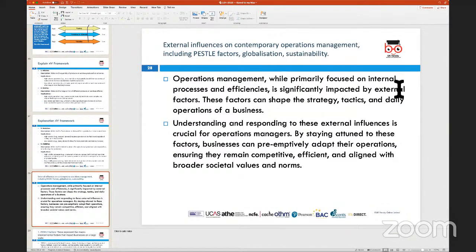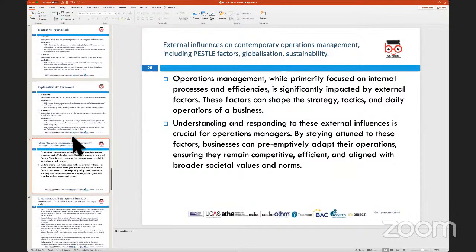Okay. Now let's look very briefly at PESTEL. There are lots of external influences which the organization can have, and these would be influences that we are looking at studying from a point of view of globalization and sustainability. When we talk about operations management, we are primarily focused on streamlining operational processes. That means internal processes within the company to bring efficiency into day-to-day working.